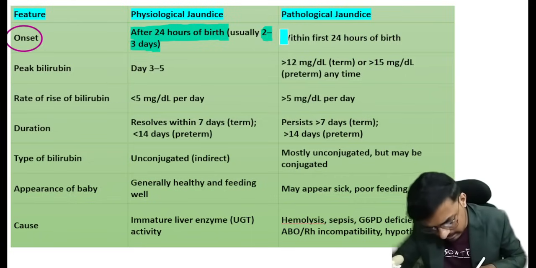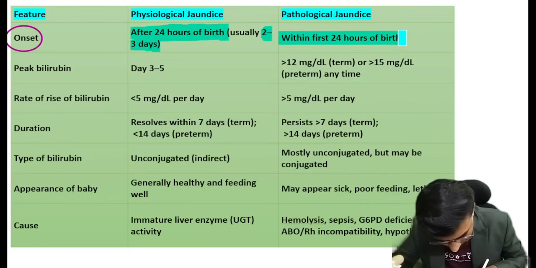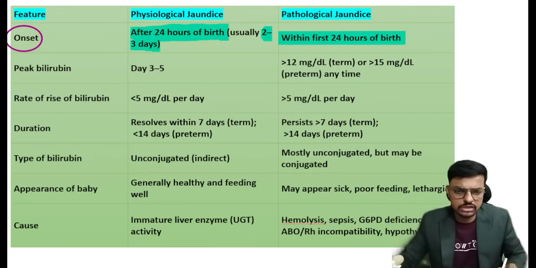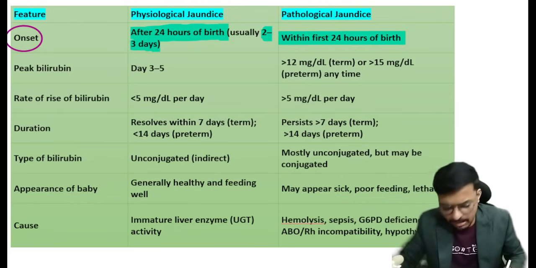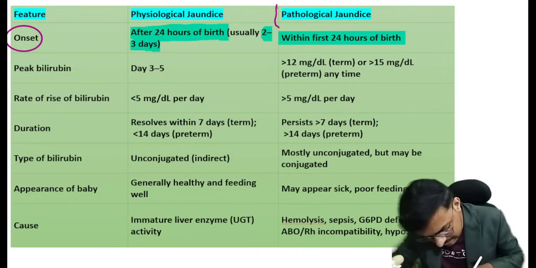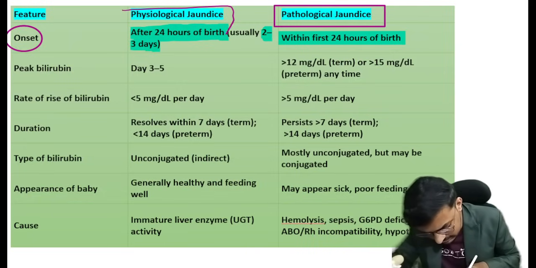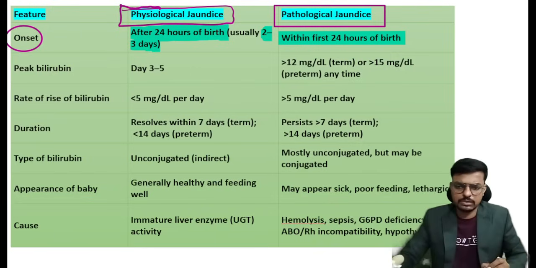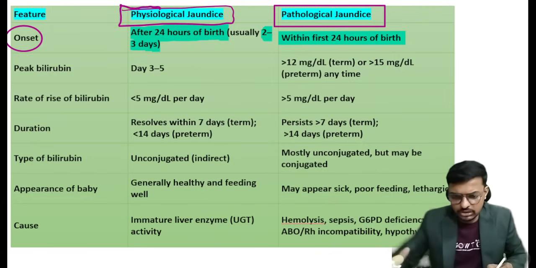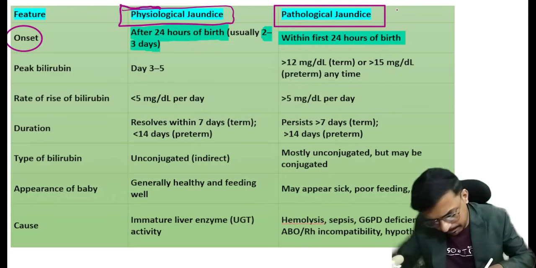Okay, if it is coming within 24 hours of the birth, the baby has been born and within 24 hours the jaundice has happened, that is a pathological jaundice. Pathological means it is problematic, physiological means it is the normal thing. It will happen in all babies, right? So very, very important, please do consider the points. Within 24 hours the jaundice is happening, means it is pathological.